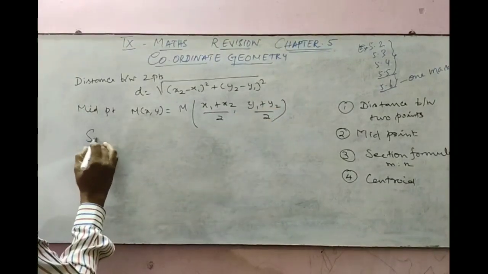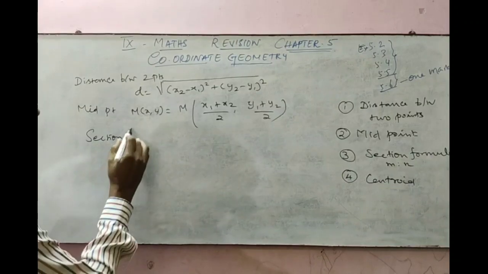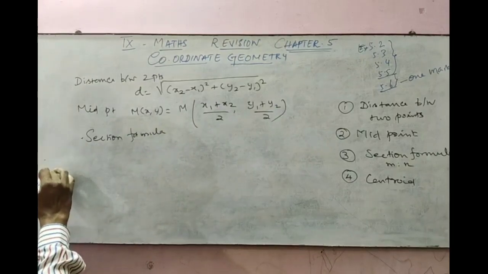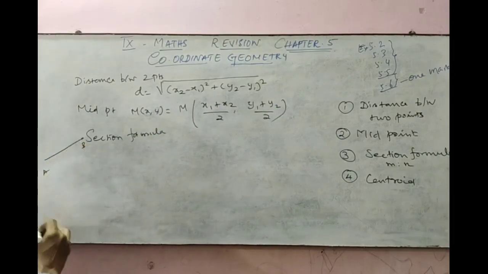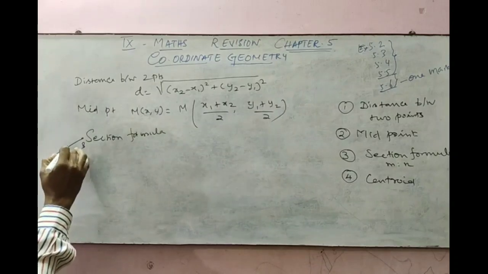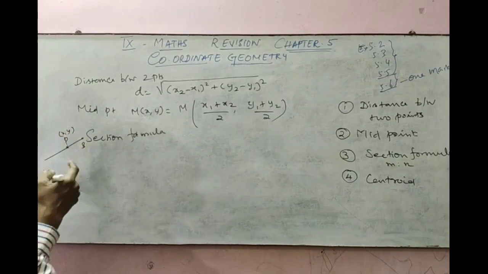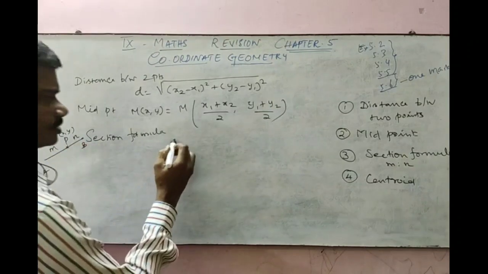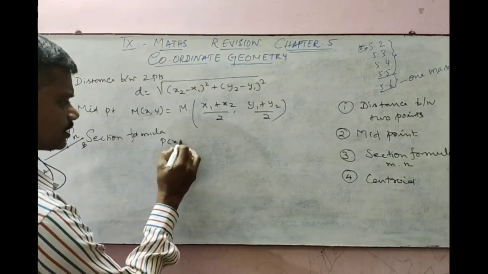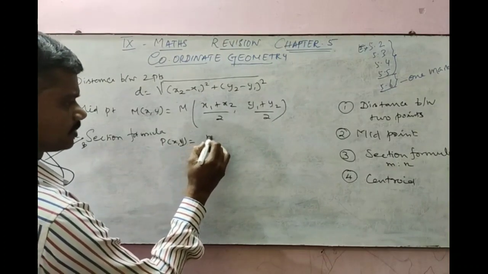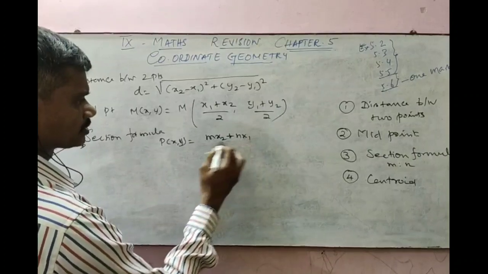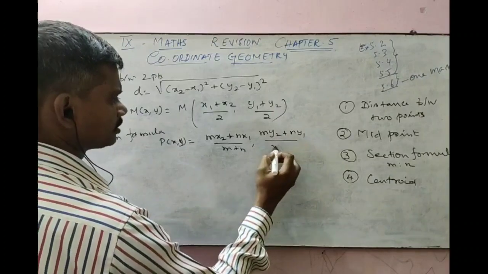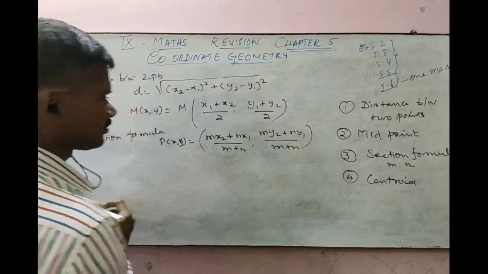Then the section formula means the point which divides the given line segment. Let AB be the 2 points as a line segment AB. P is any point inside the line segment AB, divides the line in the ratio m:n. Then the formula to find P of x comma y is equal to mx2 plus nx1 by m plus n, comma my2 plus ny1 by m plus n. So this is the section formula.